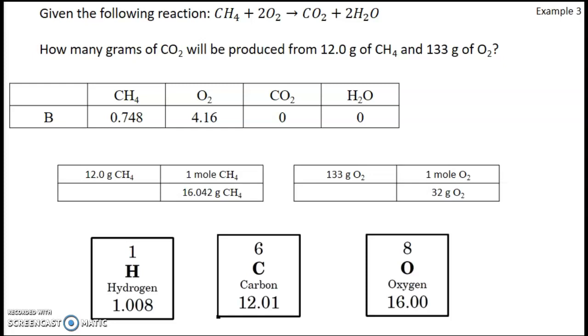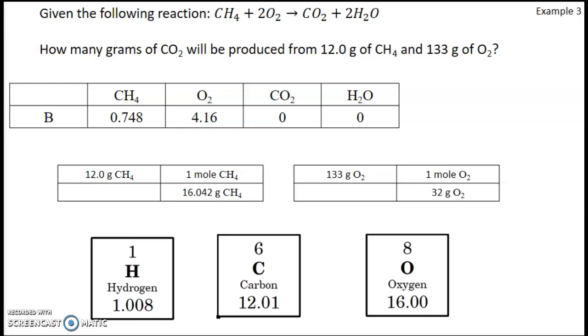So I'm going to get out my periodic table. I'm going to look up the masses of these elements, and I'm going to set up some railroad tracks to convert 12 grams of CH4 into moles of CH4 and 133 grams of oxygen into moles of oxygen. When I do that, I get 0.748 moles of CH4 and 4.16 moles of oxygen.